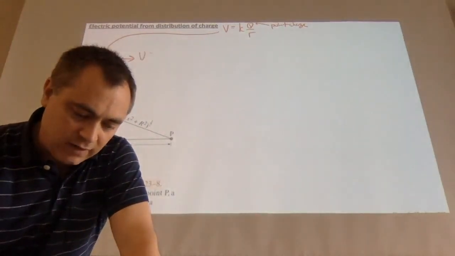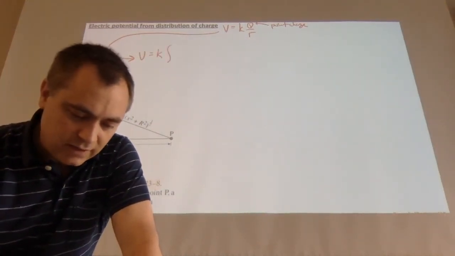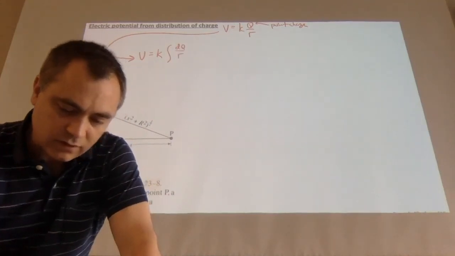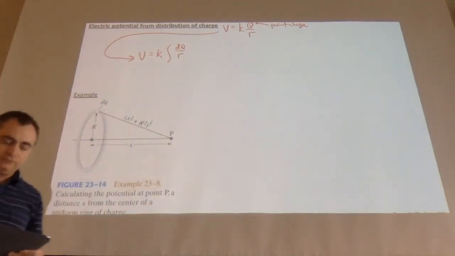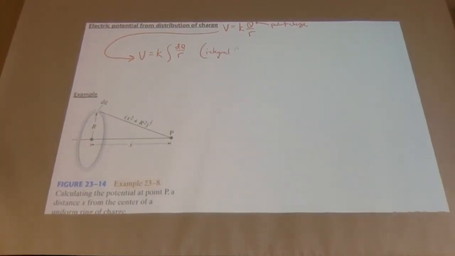So I could write V as k, or 1 over 4 pi epsilon naught, times the integral of dq over r. And we'll call this the integral form of the exact same equation. It's just that now we're breaking up the charge into little segments of charge. So if I want to use that equation with this example, this ring of charge, watch how quickly we arrive at an answer. It's kind of ridiculous.